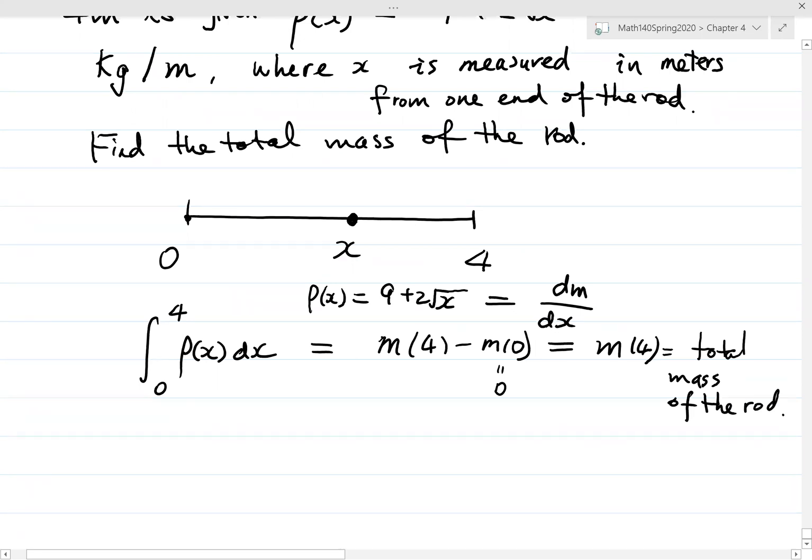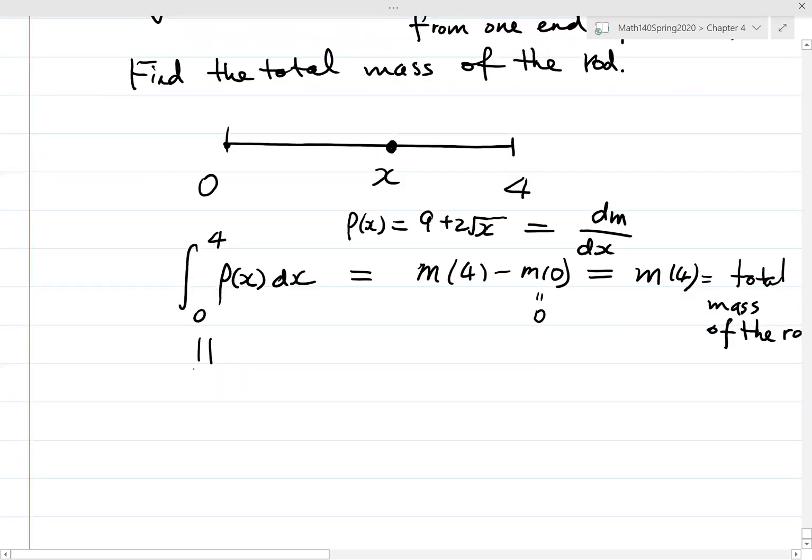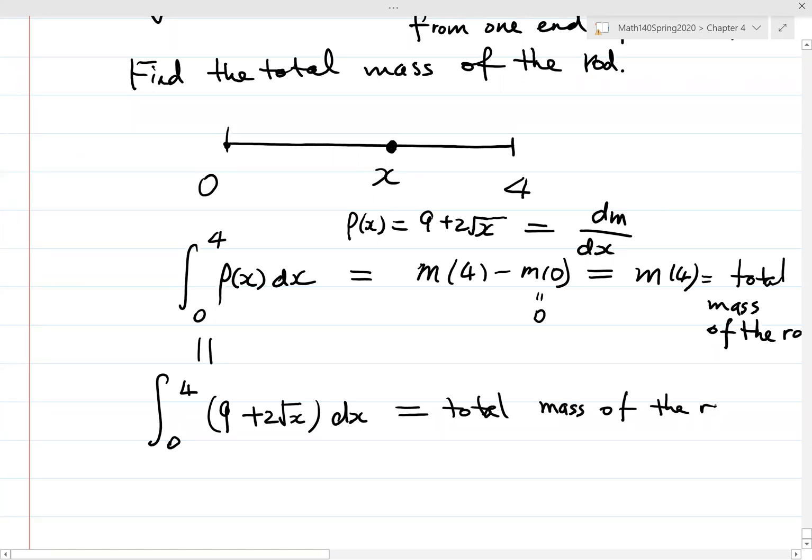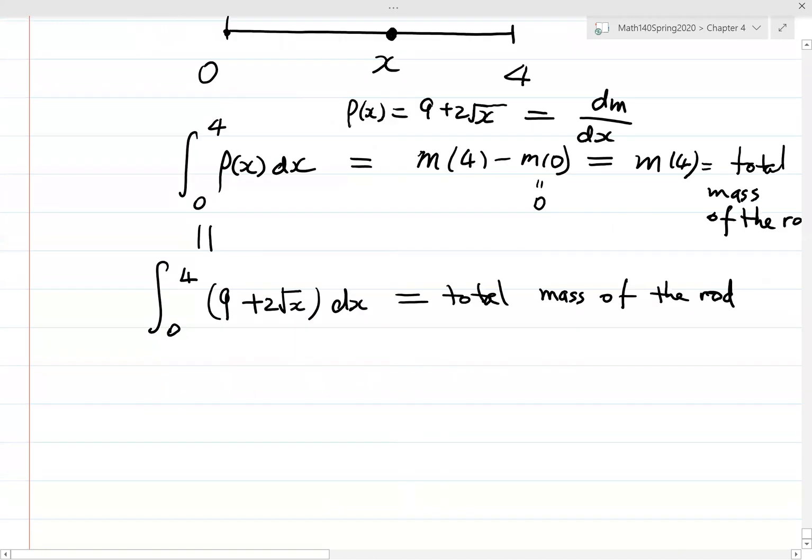Okay, essentially, what we need to do is evaluate this definite integral from 0 to 4 of 9 plus 2 root x, dx. So this is the total mass of the rod. Now this becomes, we find the antiderivative.